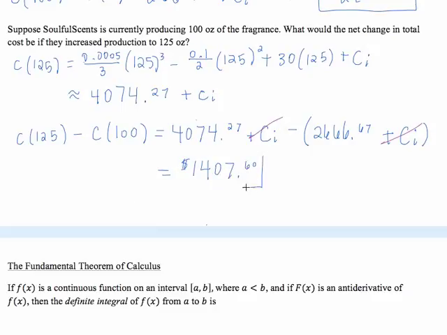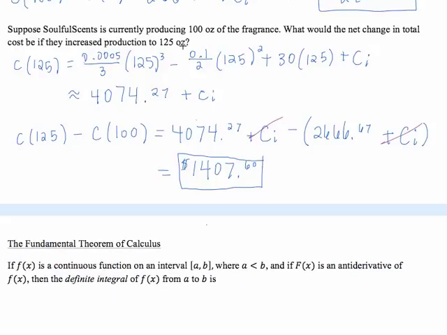So that's how much your cost would increase. If you're asking how much it would cost us to increase production, this is your answer. Now that's not the total cost to produce 125 ounces, but that's how much more it would cost if you're already producing 100 ounces and you want to increase production to 125.